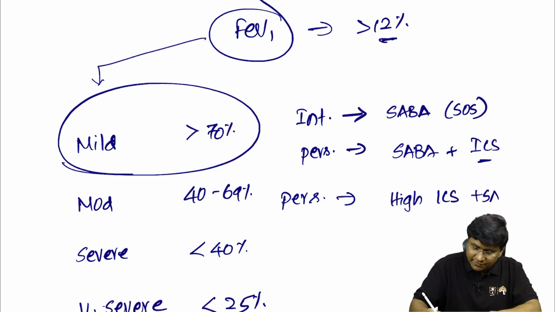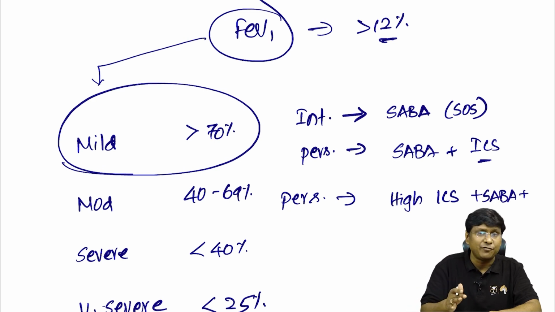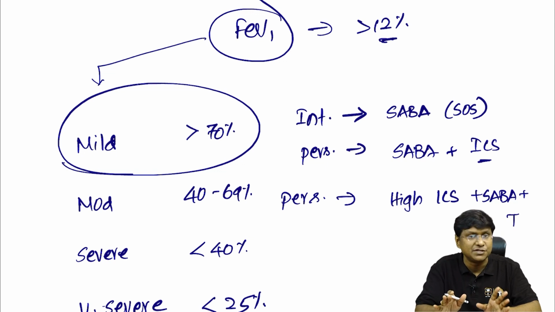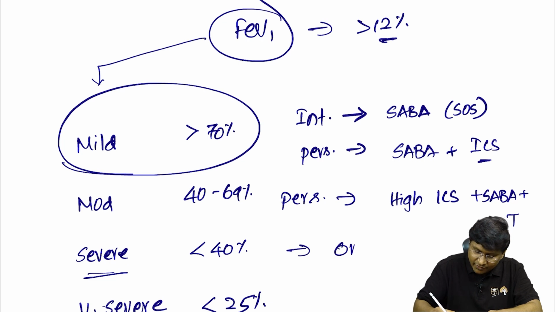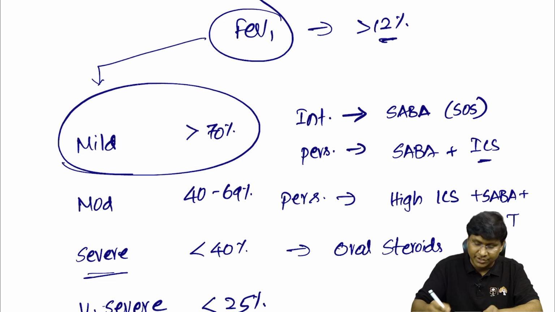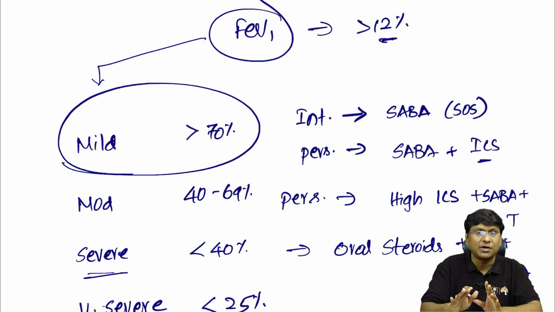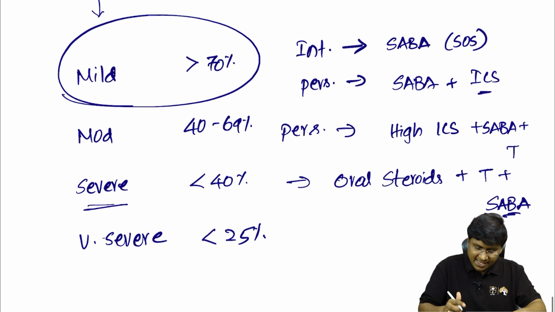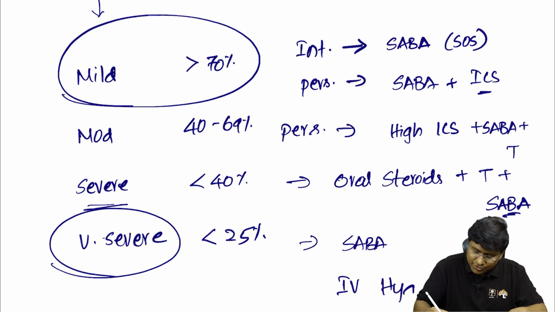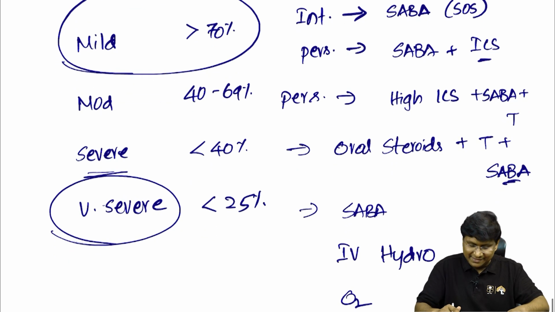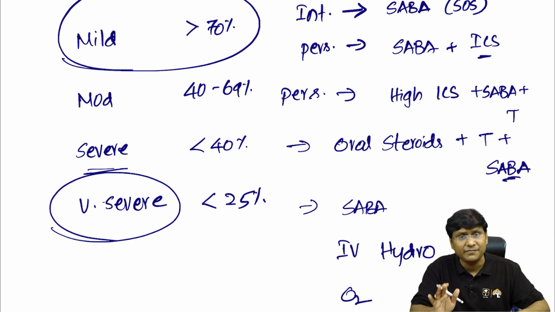Along with that, you need to give the short acting beta agonist, and you also need to add phosphodiesterase inhibitors, that is, theophylline. In case of severe persistent asthma, we give oral steroids, along with theophylline and the short acting beta 2 agonist. And in very severe asthma, the drug of choice is the short acting beta agonist, and intravenous hydrocortisone should be given, along with oxygen therapy supplementation.